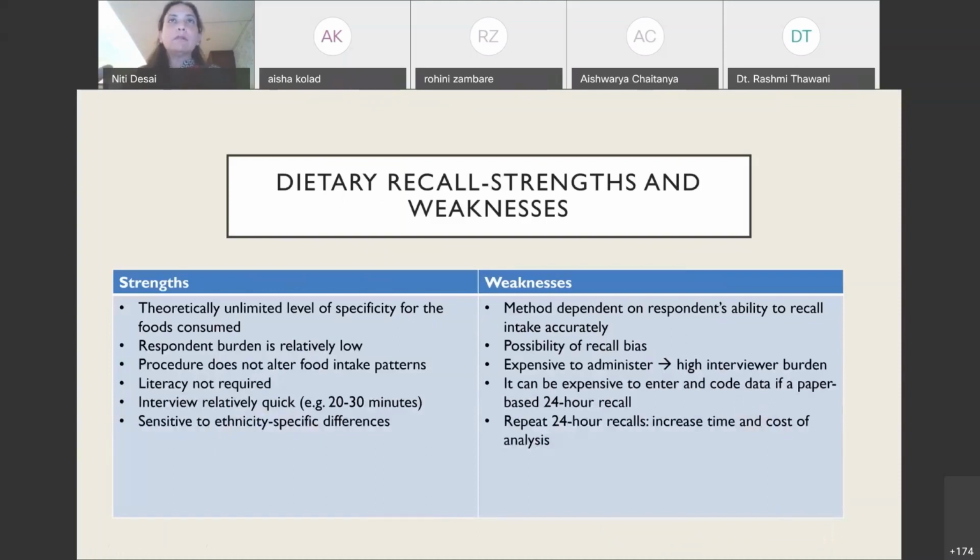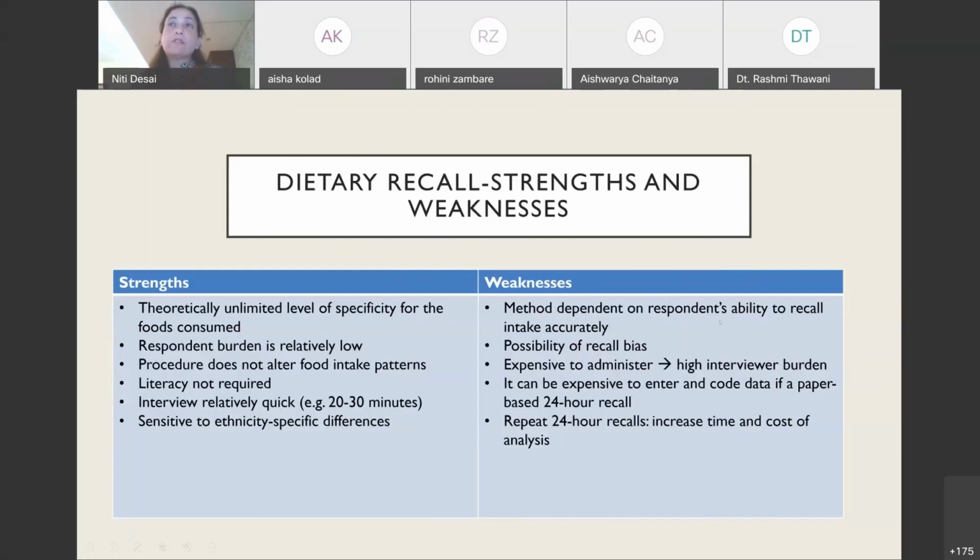So the dietary recall: the strength of this technique lies in the fact that a theoretically unlimited level of specificity can be obtained from this method. Respondent burden is relatively low, literacy is not required, and the procedure does not alter food intake patterns, because we are asking after they have had the meal, unless we've asked them to keep a 3-day recall. The weaknesses are, of course, the possibility of recall bias. Patients may not tell you what they think was unhealthy.